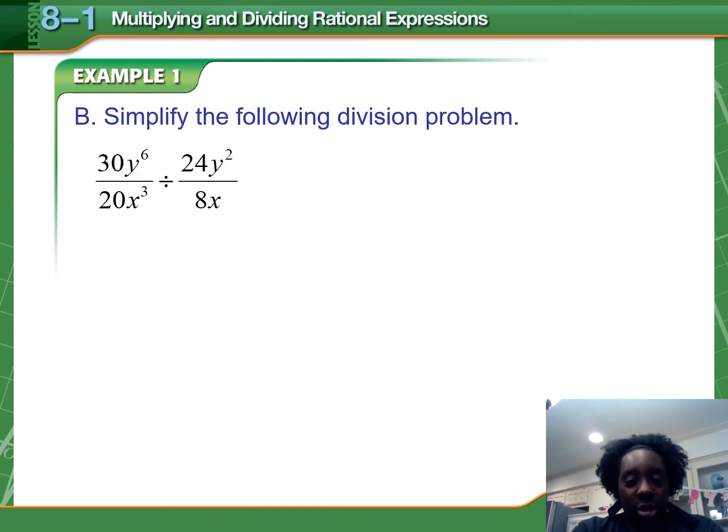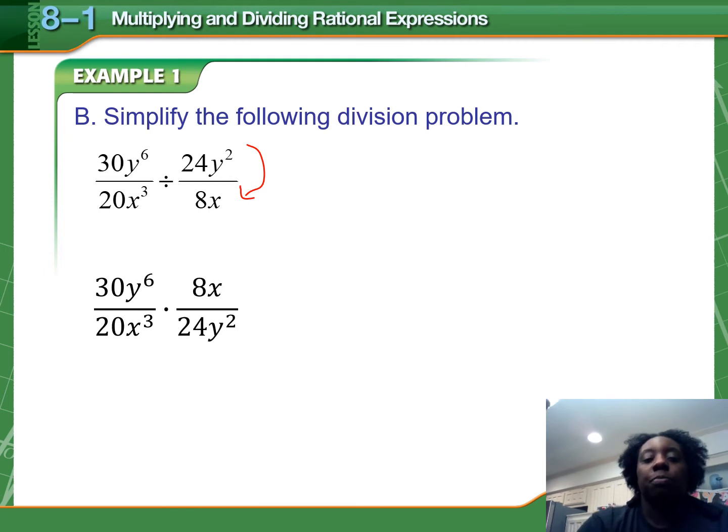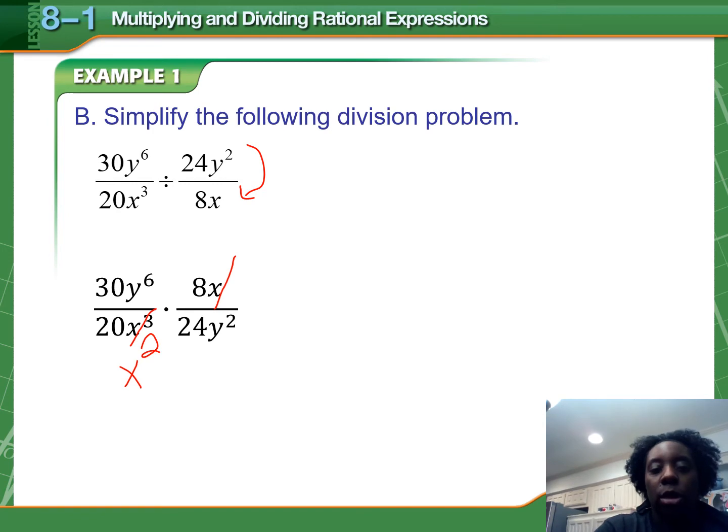Dividing by a fraction is easy as pie. Flip the second, and then we're going to multiply. So again, we want to do the same thing. Let's get those variables out of the way. We have an x at the top and an x cubed, that's going to be x to the second power. And then we have a y to the sixth and a y squared, which will turn into y to the fourth. So that's easy. Now let's reduce these.